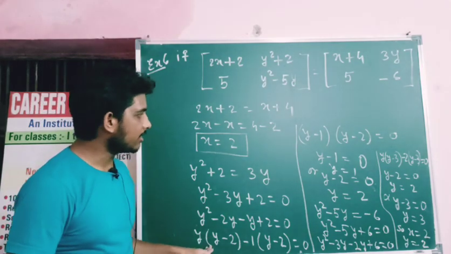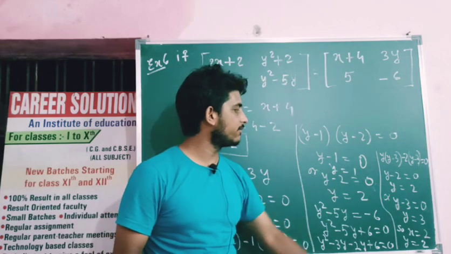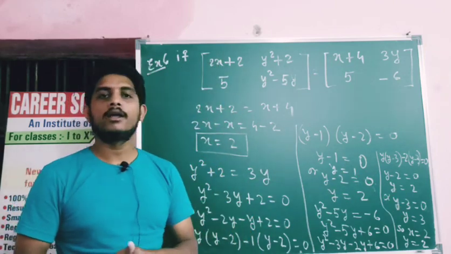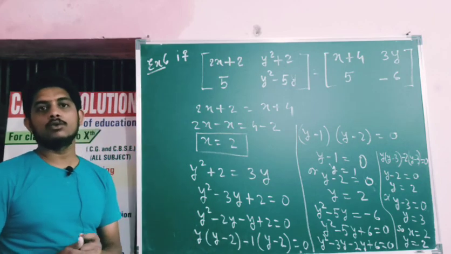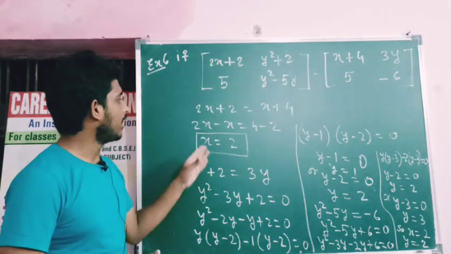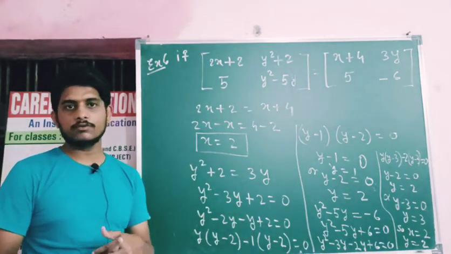By this equation you will get the value of y as 2, and by this equation also you will get the value 2. Means 2 is the common value of y by both the equations. So the exact, or you can say the correct value of y is 2, and you already have the value of x. So this is the last question of today's class.